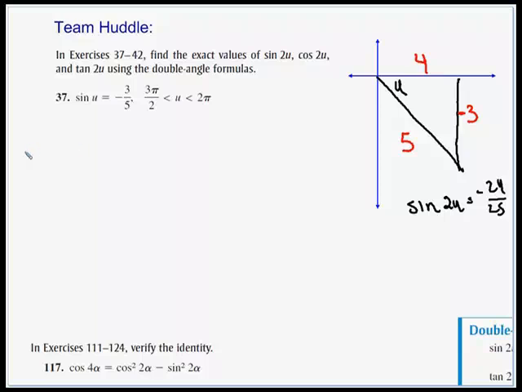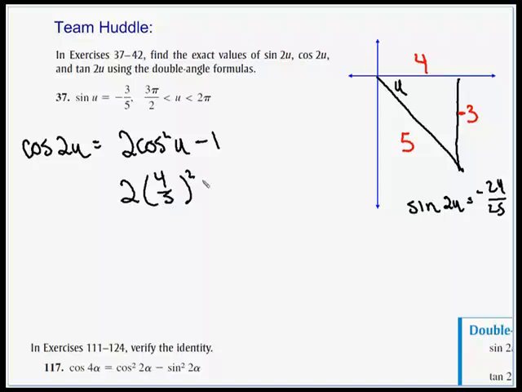Let's see here. Cos of 2u. And I'm going to use my favorite. That's the same as 2 cos squared of u minus 1. Let's see here, 2. And then we have our cosine of u quantity squared. Cosine is, again, adjacent over hypotenuse, 4/5. That's quantity squared minus 1. So when we crunch that out, we get a positive 7/25. So the cos of 2u is 7/25.